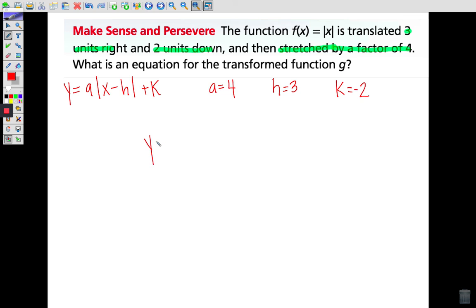So if I'm plugging in, we got y is equal to a, we just plug it in. x, y'all may or may not remember what I told you yesterday, but h always lies. h lies, k tells the truth. So if we have h being a positive 3, what do we really write it as? x minus 3, yep. And then k tells the truth, so it's written as minus 2. And that's your equation.